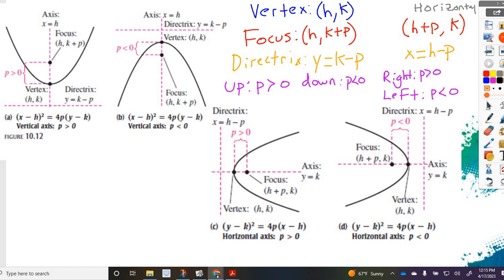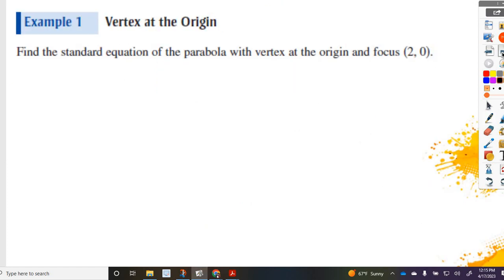Alright, so let's look at how we use all of those fun formulas. It says find the standard equation of a parabola with a vertex at the origin and a focus at (2, 0). Usually first it's going to be helpful to draw a picture, because that's going to tell us are we up and down or left and right. So where is the vertex for this parabola? At the origin.